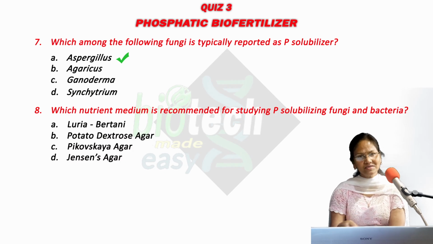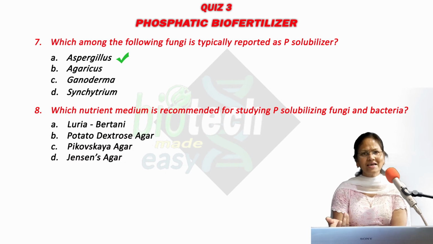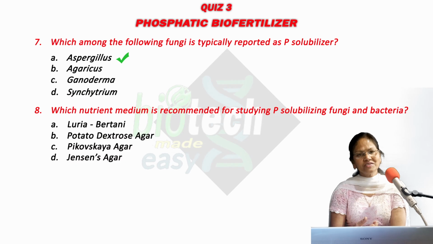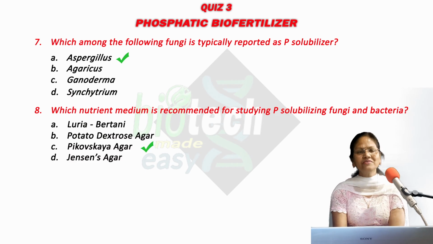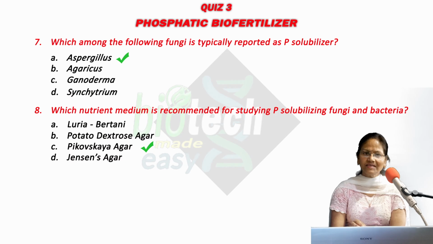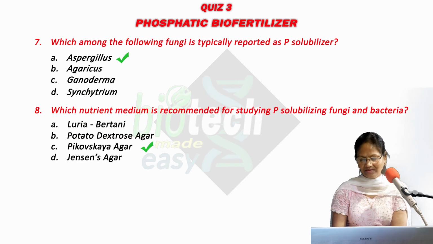Luria Bertani is LB, known as LB medium, and this is generally used for cultivation of bacteria. Potato dextrose agar, which is commonly known as PDA, is used for cultivating fungi. Pikovskaya agar is the right answer here, because this is the one which is specifically used for phosphate solubilizing bacteria or fungi. And Jensen's agar is another nutrient medium which is used for nitrogen fixing bacteria.